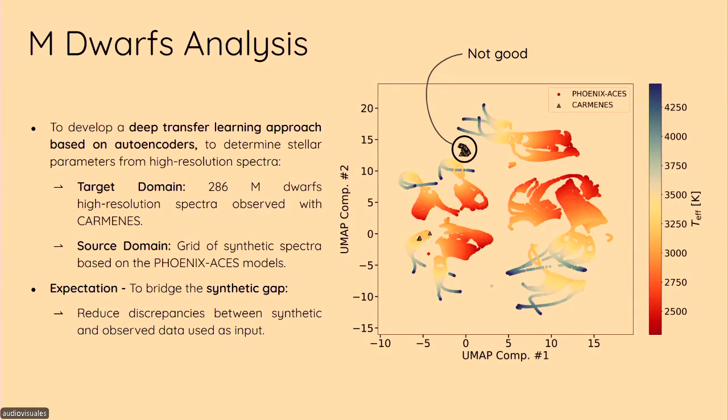Here you have a two-dimensional projection with a technique called UMAP of all our data. The dots color-coded by temperature are the grid of synthetic spectra. And the gray triangles that you can see isolated are the real CARMENES spectra. So as you can see, most of this observed data is totally isolated from the grid of synthetic data. So this is not good because that means that they are not identical.